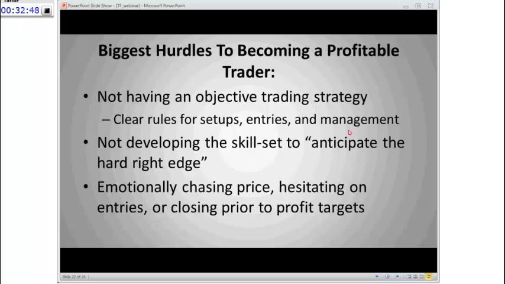Number 2 is not taking the time to develop the skill set of anticipating the hard right edge. And I think this is probably one of the most undervalued skills in trading, really looking at the hard right edge, because it's really easy to go back in hindsight and look at trade setups and say, oh yeah, look, this was a great trade and this was a great trade. But the game completely changes when you get in the live market, right?